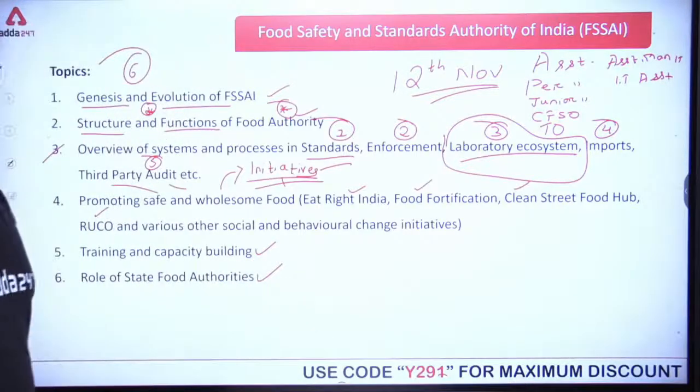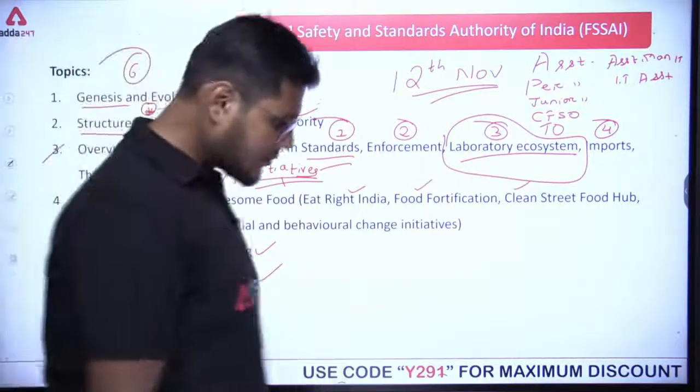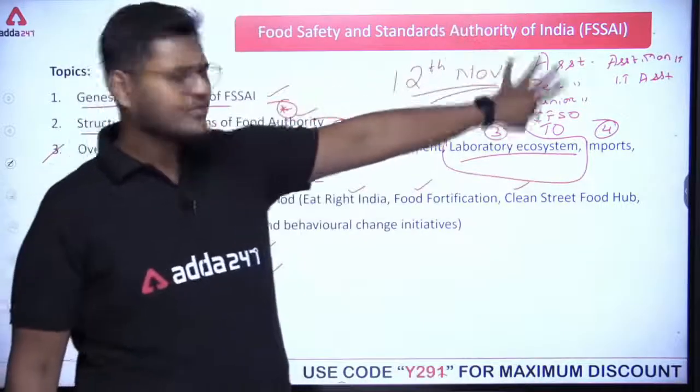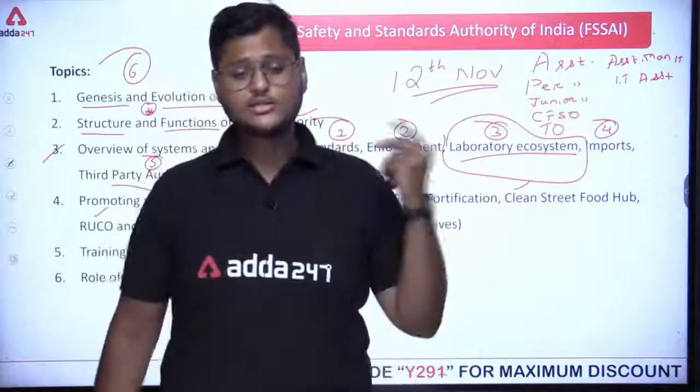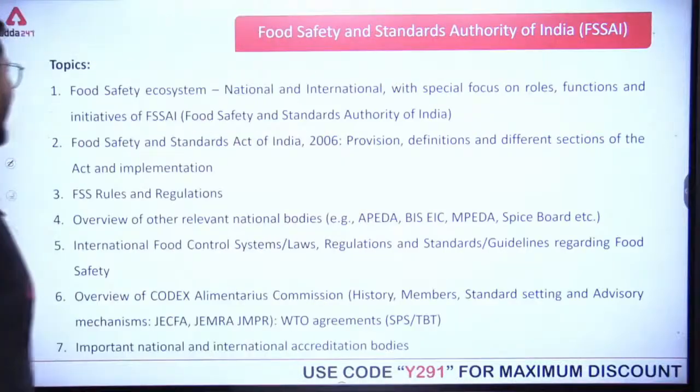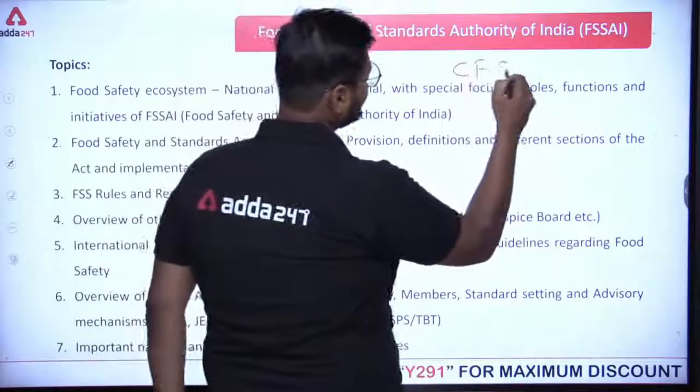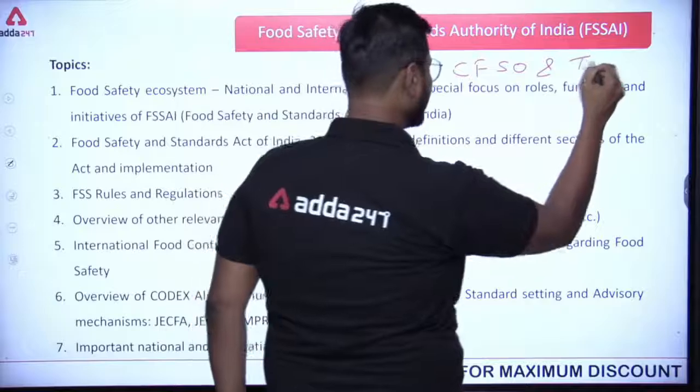Okay, so these are the topics that we are going to cover for assistant, personal assistant, junior, for everyone. These 6 topics are common for everyone. Next, coming on to another 7 topics. Now these 7 topics are particularly for CFSO and TO.